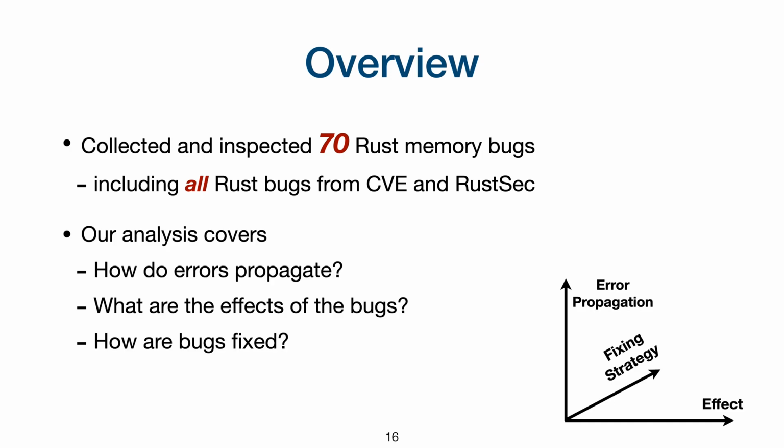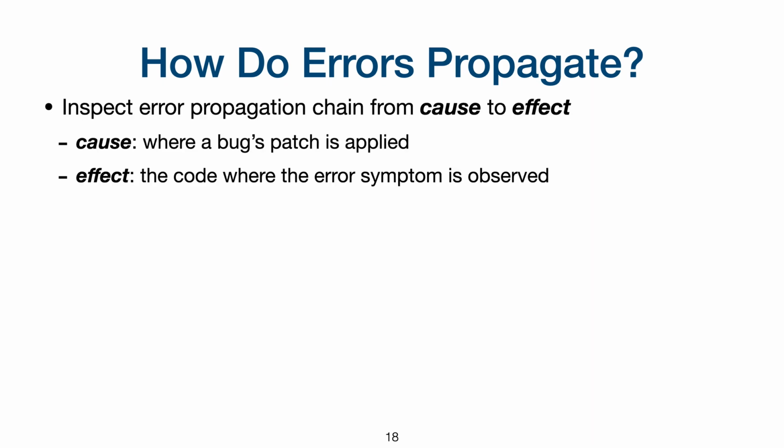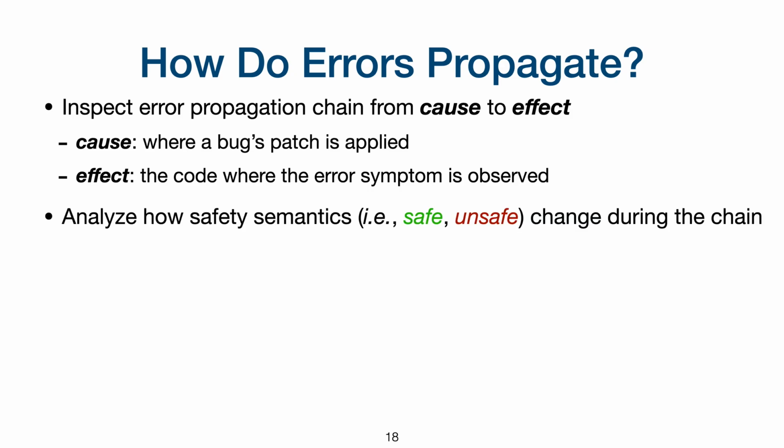Our analyses are along 3 dimensions. How do errors propagate? What are the effects of those memory bugs? And how are bugs patched? Due to the time limit, I will only cover the first 2 in this talk. To understand how safe and unsafe interact for memory bugs, we analyze the error propagation chain from a memory bug's cause to its effect, and consider how safety semantics change during the propagation chain.